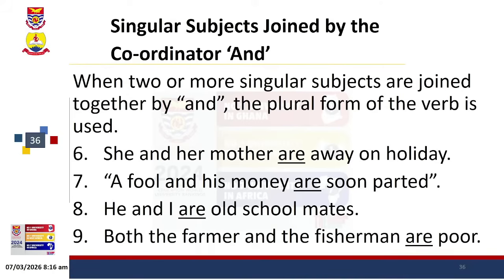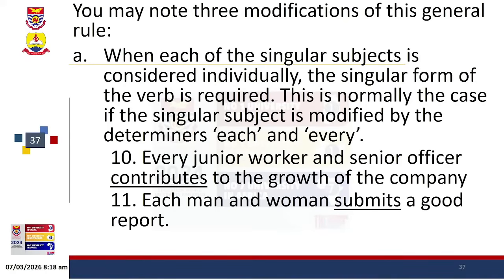Both the farmer and the fisherman are poor. Are you sure? I'm not sure. I live closer to fishermen. I've stayed with farmers before. They are not poor. Both the farmer and the fisherman, here are is plural. Both the farmer and the fisherman is also plural. So here in these sentences, subjects agree with verbs.